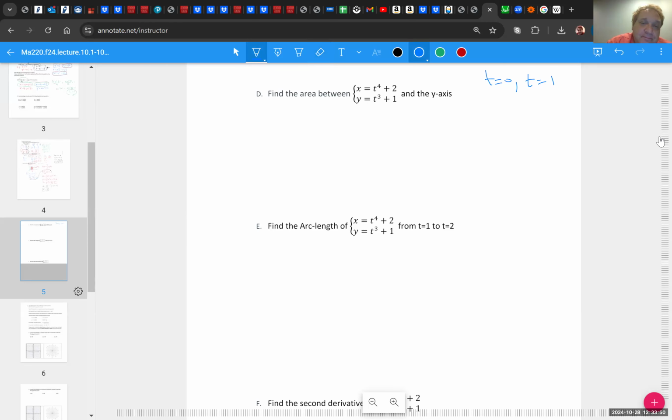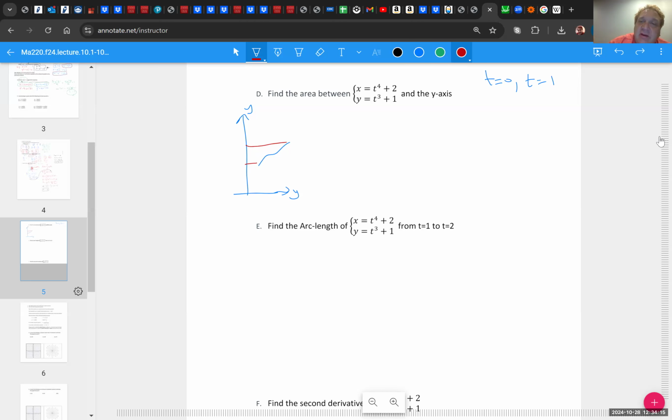solve this problem. So once again, I have some weird graph or something. I'm trying to find the area between it and the y-axis. So this is the y-axis up here. And so I'm going to be drawing this over here and this over here and finding this area between this parametric equation and the y-axis.